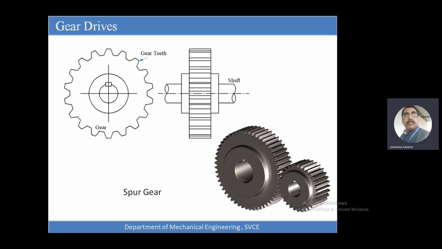Only for rough work, like in milling machines and crushers, we can use this. And these are called first generation gears because the tooth profile is very simple.